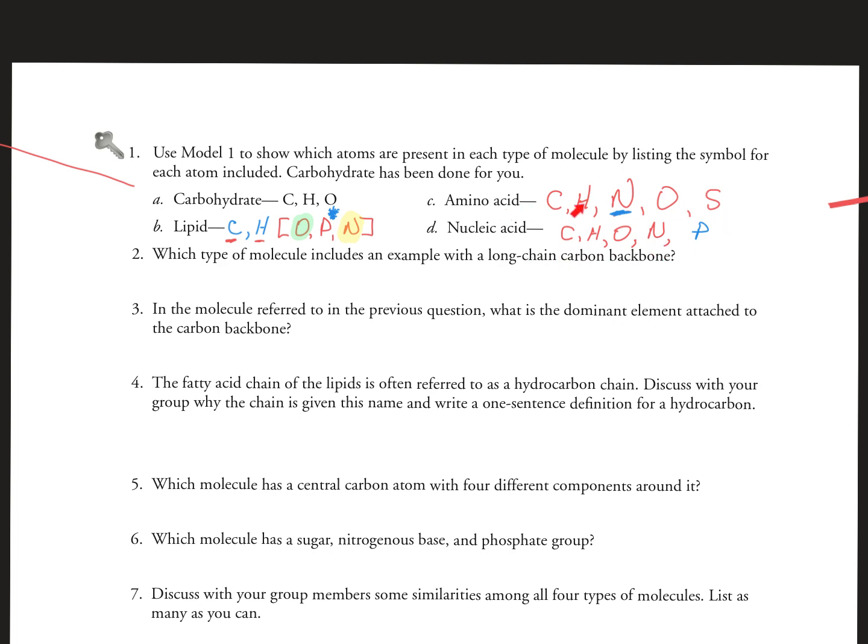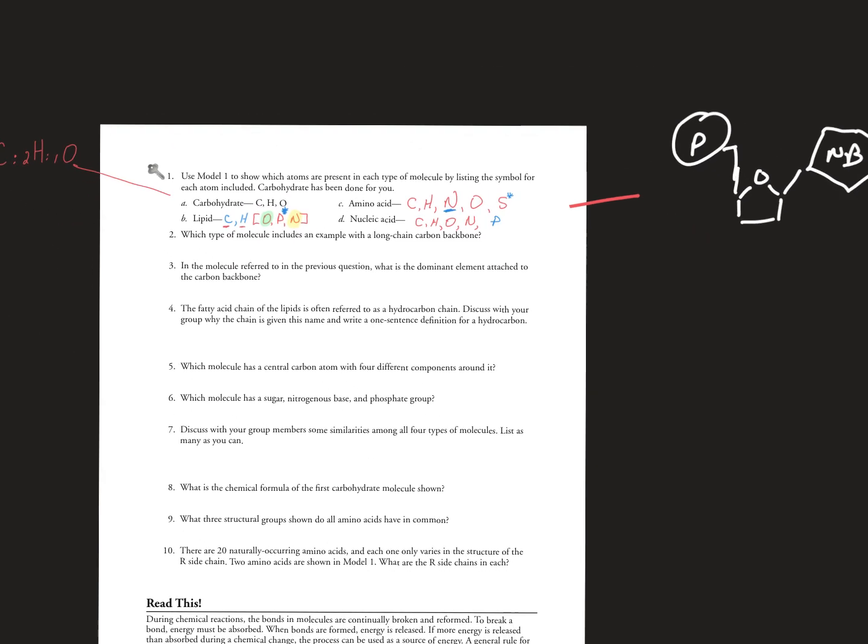Amino acids, the main identifier is nitrogen, but then it's going to be hard to tell the difference if you're just looking for nitrogen between amino acids and nucleic acids. It's the sulfur that's going to be the key. If you find sulfur somewhere, then you're probably looking at amino acids or proteins.